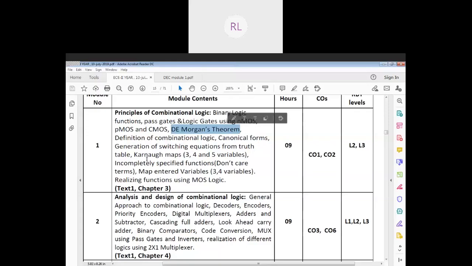Next, you have pass gates, logic gates, CMOS, De Morgan's theorem. I think these terms are very much familiar to all of you. Then K maps, we will have some equations. Then we will learn a few techniques, the MEV technique, map entered variable technique. Then how do we realize certain functions using MOS logic? So all this we will understand using your module 1.